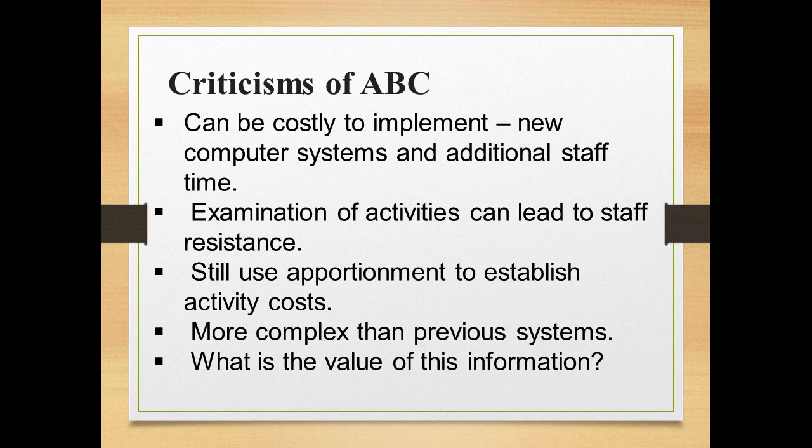especially on the IT. Activity-based costing, as the research shows, has caused a lot of resistance. Many organizations initiated activity-based costing and then abandoned the project because of staff resistance. Most of us don't like to be observed when we are doing things, and that's one of the reasons. It still uses apportionment to establish activity costs. There are some common costs still, so again some assumptions are made, but the proportion is much smaller than in absorption costing. It can be more complex than the previous system.